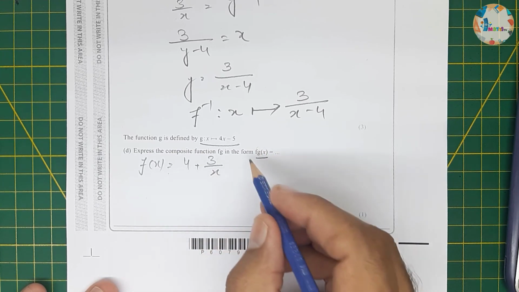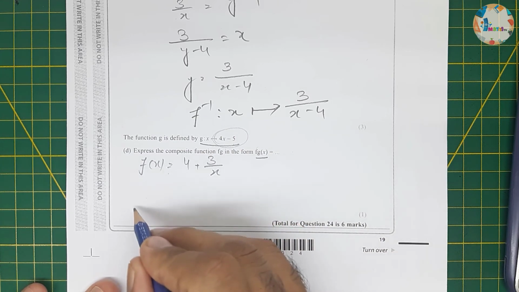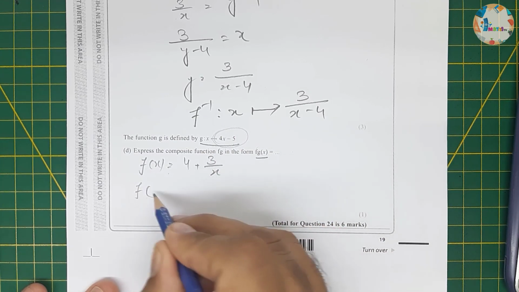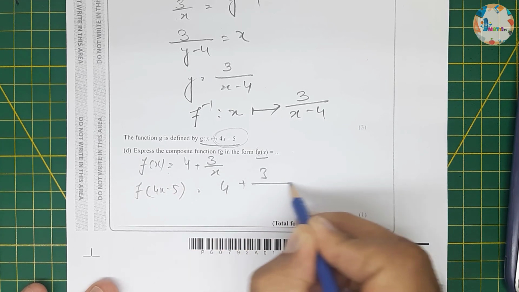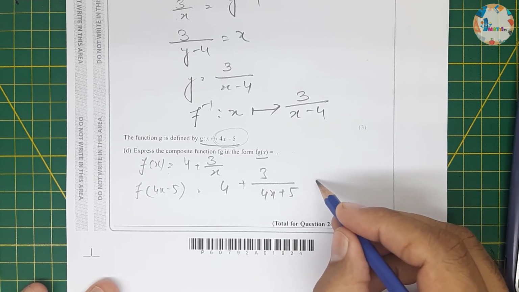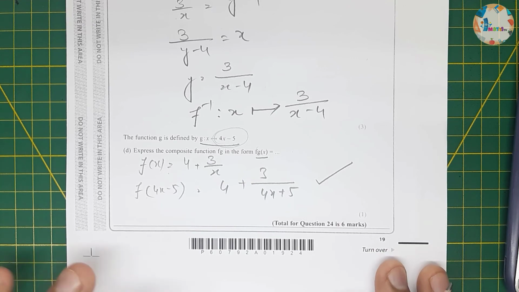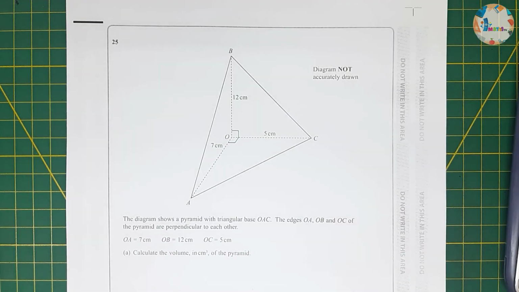So g of x is what? G of x is this one. So we will write here f of 4x minus 5. So this will be equal to 4 plus 3 over 4x plus 5, and this will be our final answer. Hopefully you understood this. This is a 1 mark question, no working required.